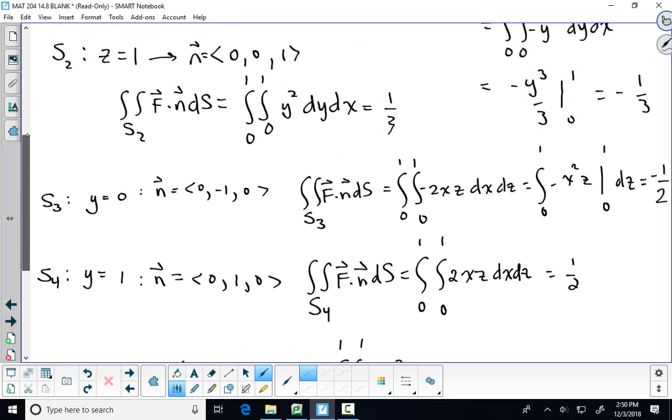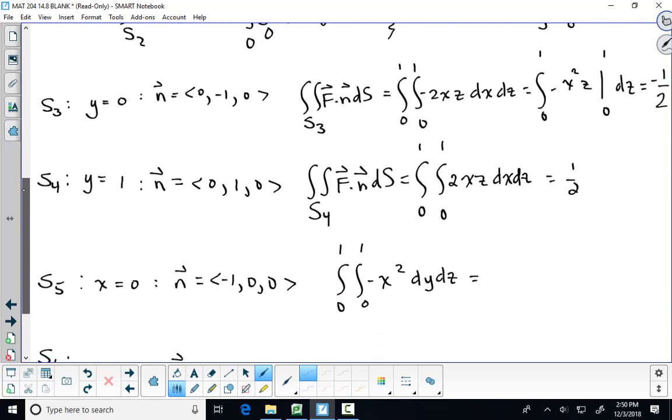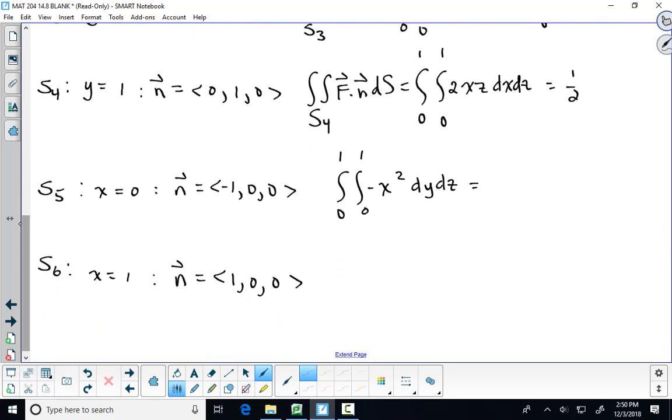So let's go up here. How do we turn that into y's and z's? Let's see. On our surface, oh, x is 0, right? So it's just 0. So this one is 0.